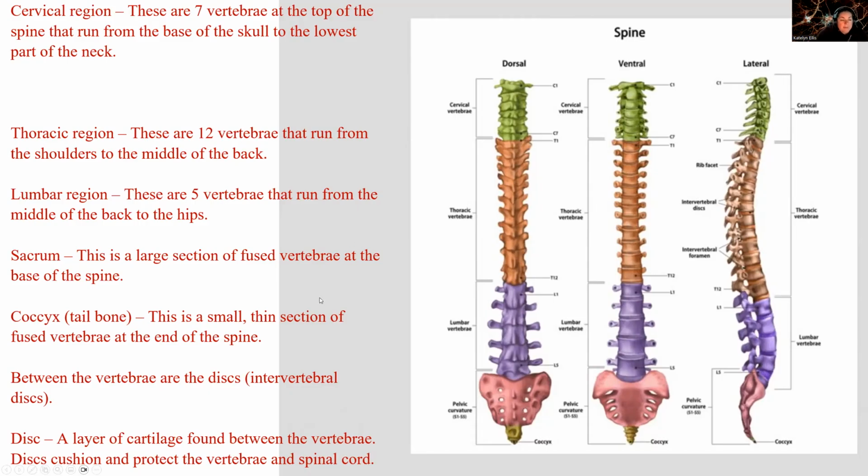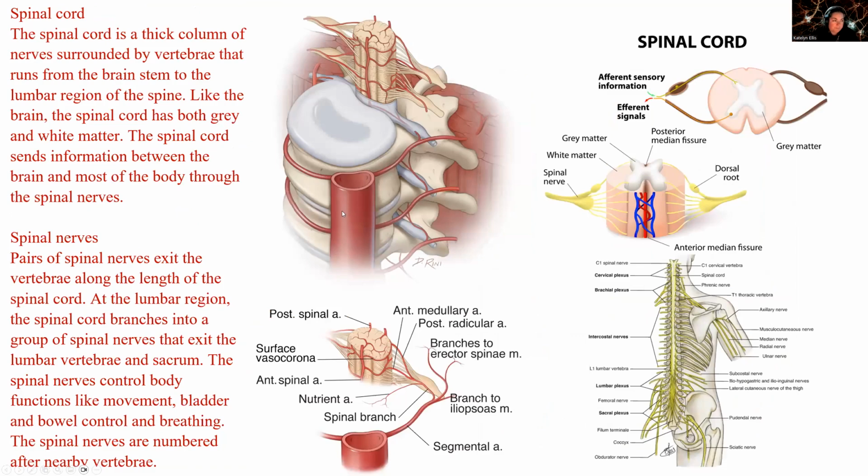All right, remember, between the vertebrae are the intervertebral discs. Inter meaning in between, vertebral meaning vertebrae. So in between the vertebrae are these cartilaginous discs, all right? A disc is a layer of cartilage found between the vertebrae. Discs cushion and protect the vertebrae and the spinal cord. Now remember, the spinal cord does not run down in between all the vertebrae. That is where your discs are cushioning everything. Your spinal cord actually runs in the hollow section in between them, with all of your nerves coming out between them in these foramen that you see pictured on the side image off to the far right.